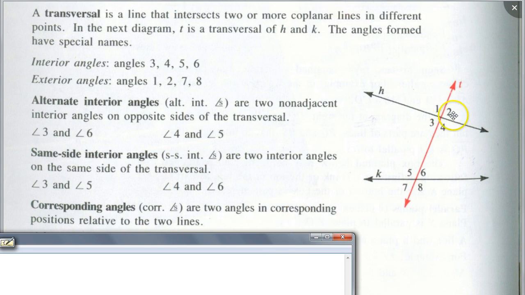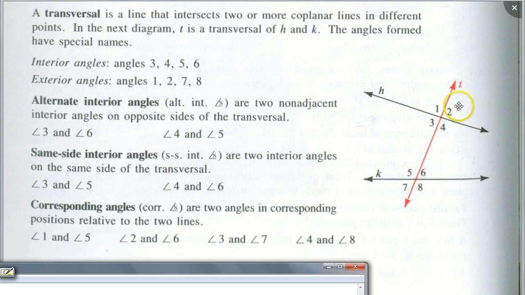Well, look at angle 2 and angle 6. We know these are the corresponding angles, right? 2 and 6. Look at the position of angle 2. It is on the right side of the transversal above one of the lines, right? What about angle 6? 6 is also on the right side of the transversal above the other line. You see what we mean by corresponding positions? Does that make sense, guys? So these are the corresponding angles.